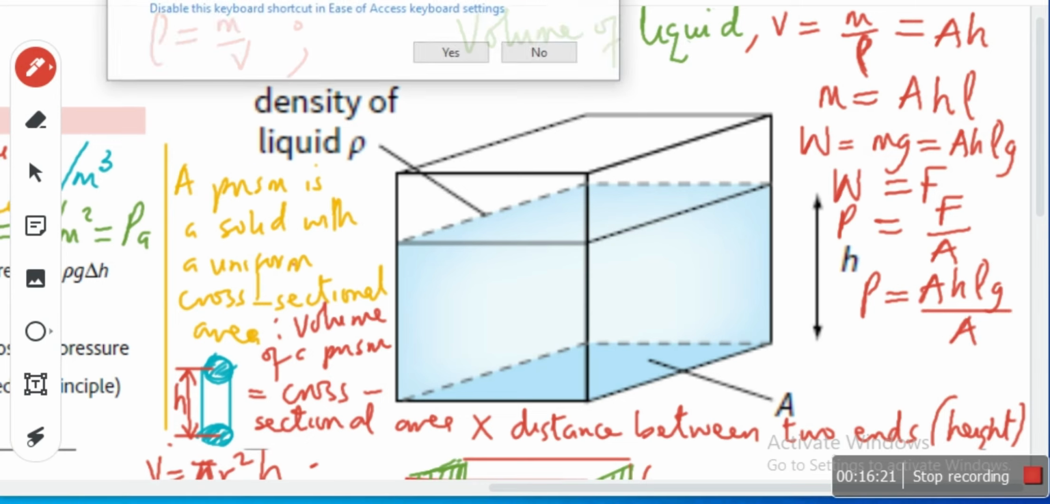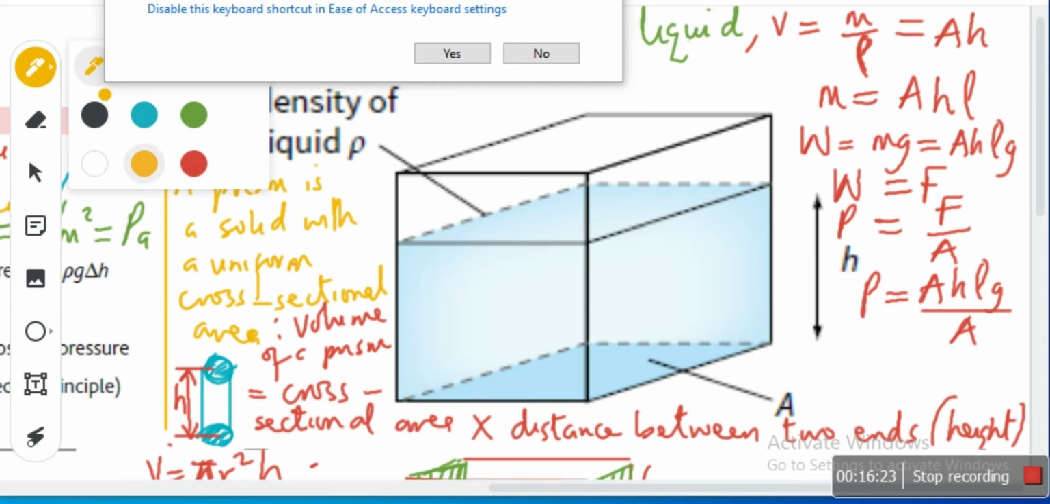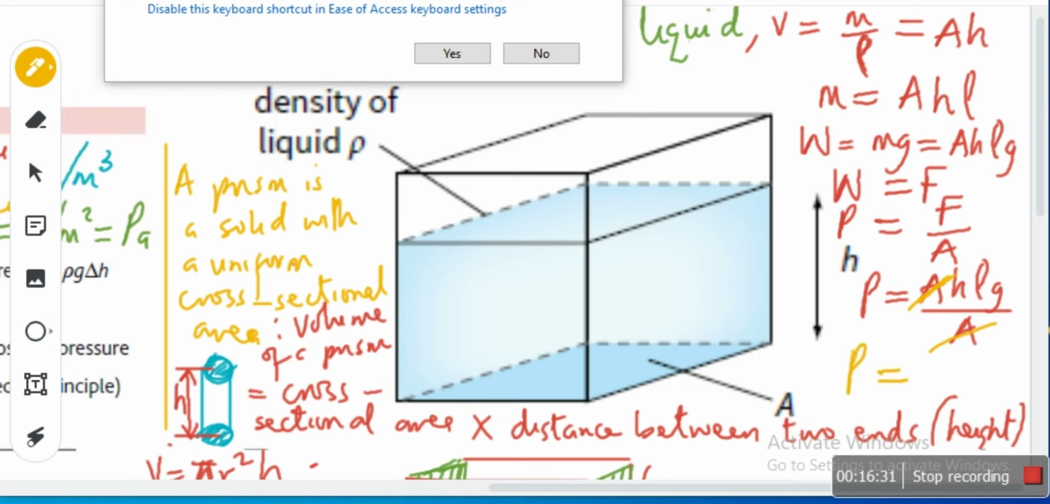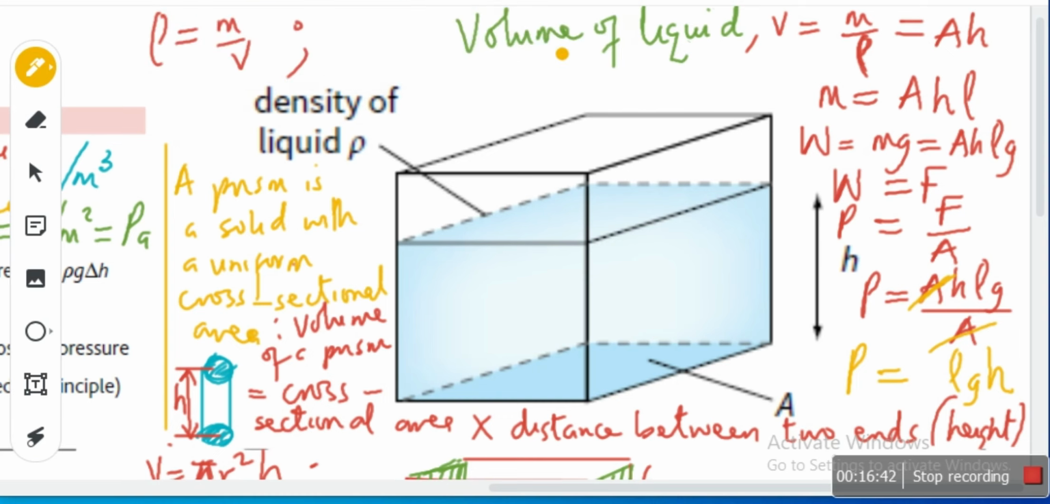And so what will happen? A crosses out A. H rho g is pressure in fluid. Therefore, pressure in fluid is equal to H rho g, or rho gh, whichever way you want to write it. That's the popular formula you know, rho gh. That's the pressure in fluid, rho gh. The height is simply the depth of the fluid.